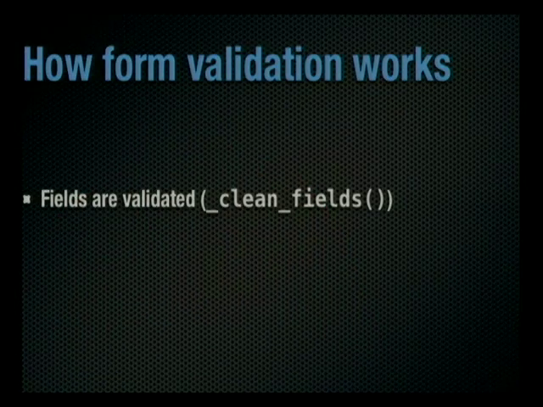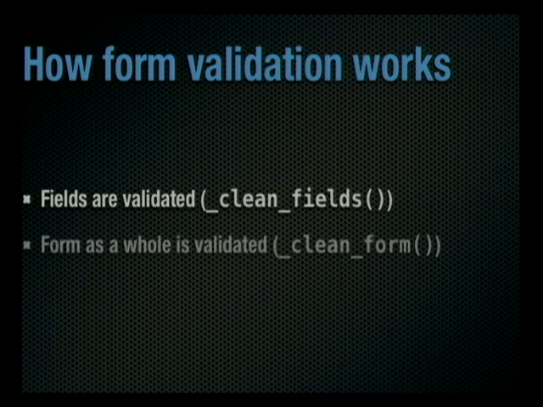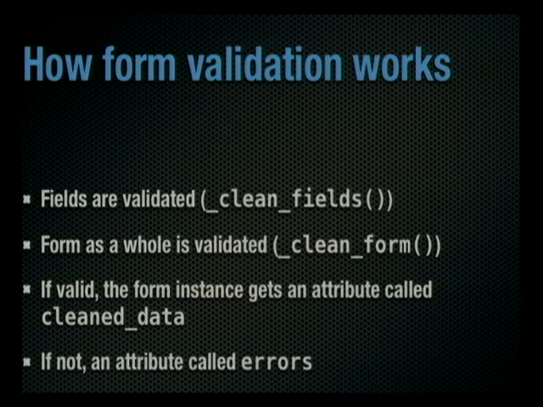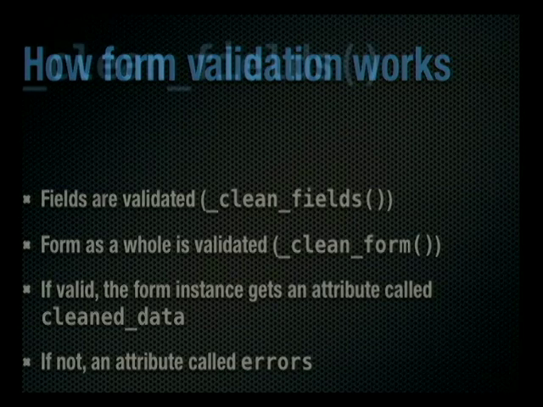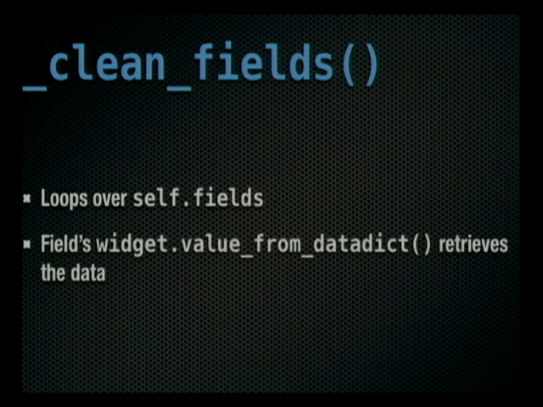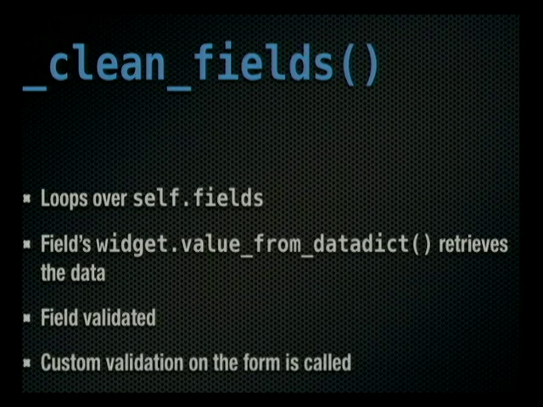First thing we do is we call a method called cleanFields. Under the hood, all this does is run through every field in the form. Remember, we went over that field validation process, it just does that for each one of them. Then the form as a whole is validated. Then, if valid, that form instance gets an attribute called cleaned data. If not, it gets an attribute called errors. Clean fields just loops over self.fields, which is a dictionary of fields for that instance. Each widget attached to a field gets the data out of the data dictionary. Field is validated. Custom validation on the form is called.